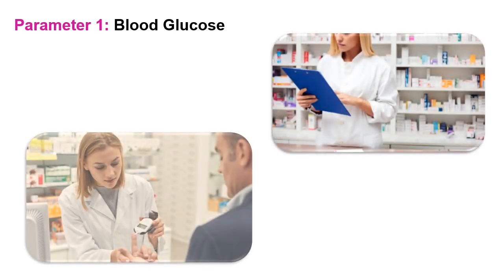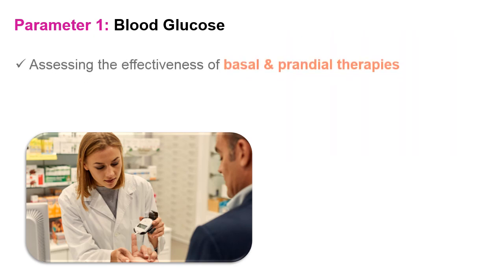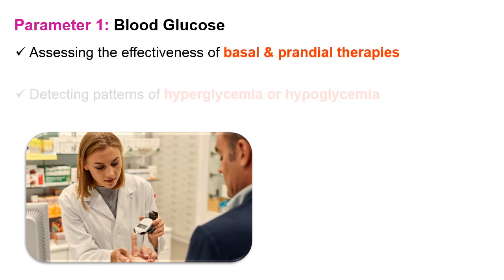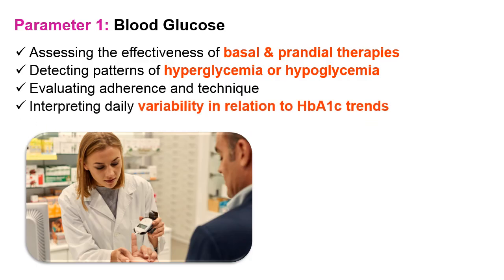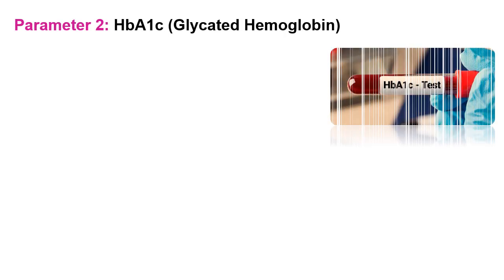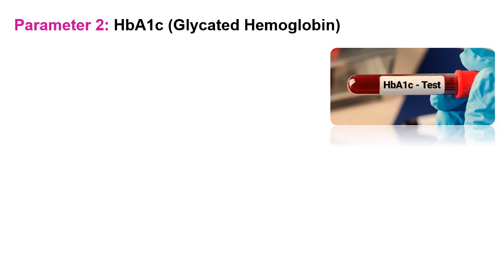By regularly monitoring fasting and postprandial glucose, you can assess the effectiveness of basal and prandial therapies, detect patterns of hyperglycemia or hypoglycemia, evaluate adherence and technique, and interpret daily variability in relation to HbA1c trends. Now let's move to the second key laboratory parameter every pharmacist should monitor in diabetic patients, HbA1c, or glycated hemoglobin.